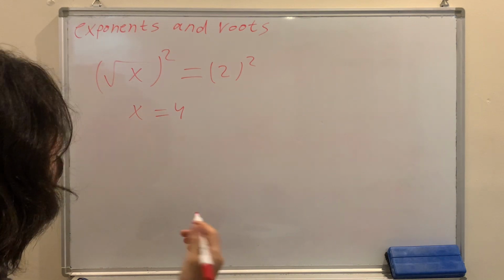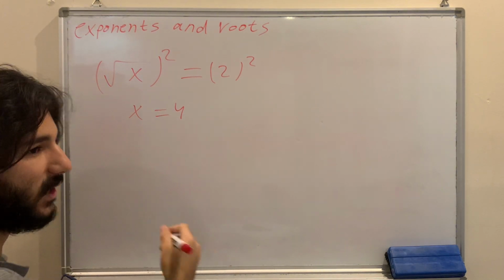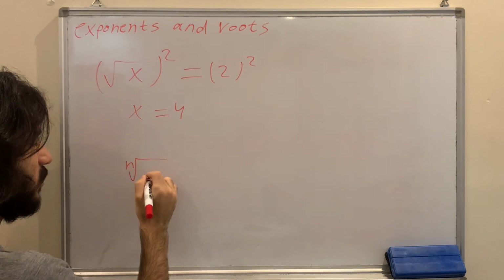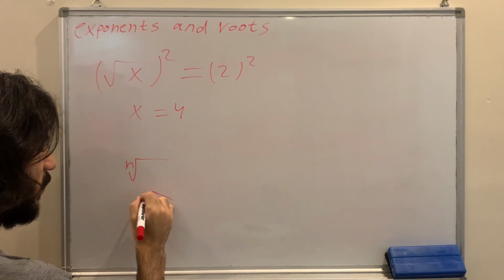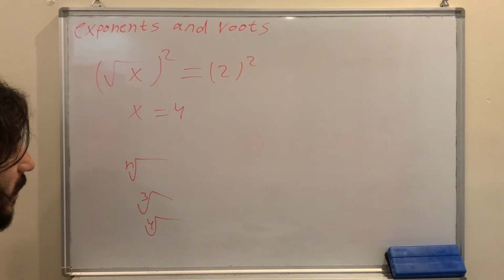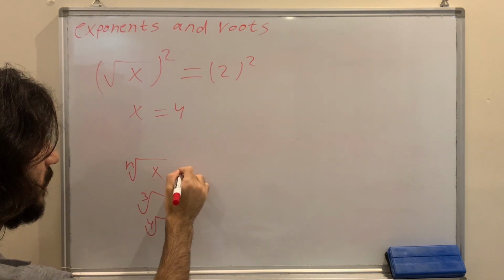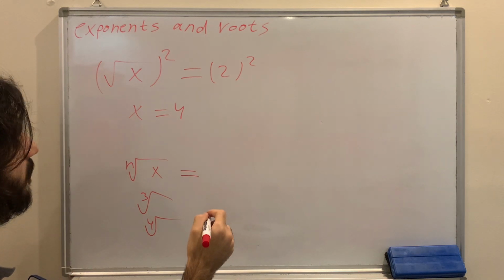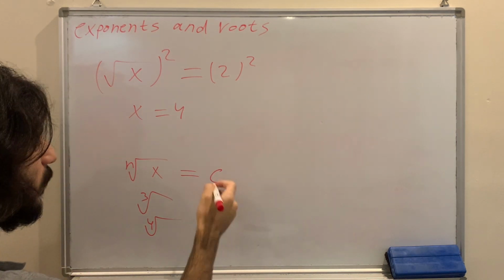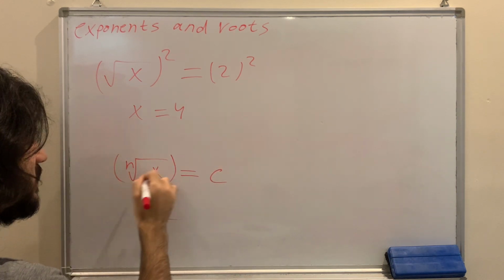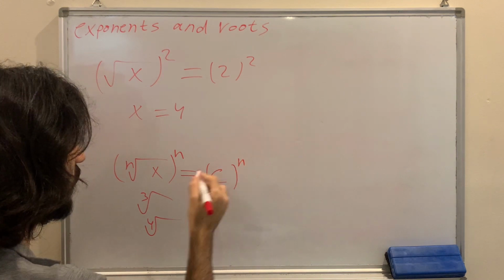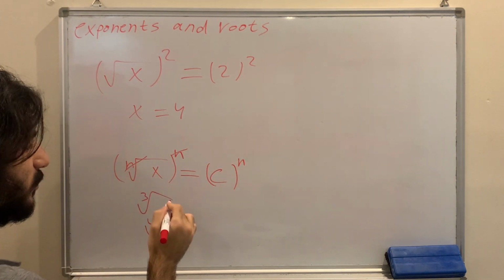To generalize it, we can use the nth root. This could be the cube root, the fourth root, whatever. The nth root of x equals, let's say, any constant. If we raise that to the n, this and this cancel out.